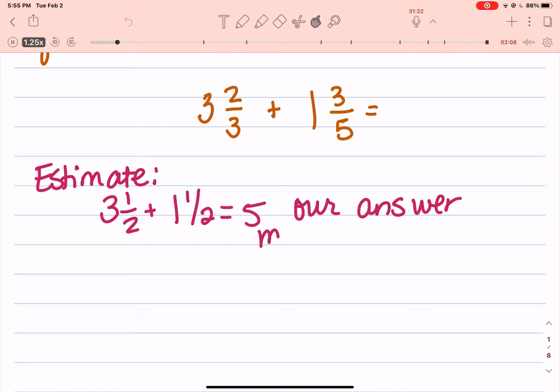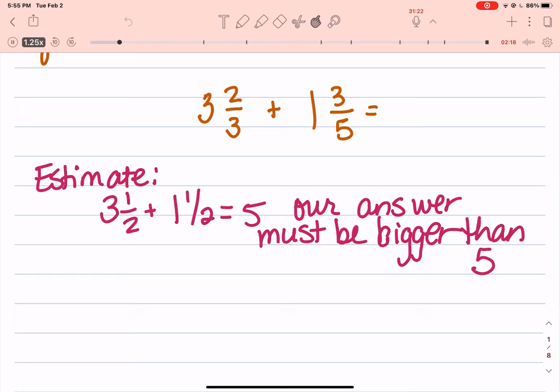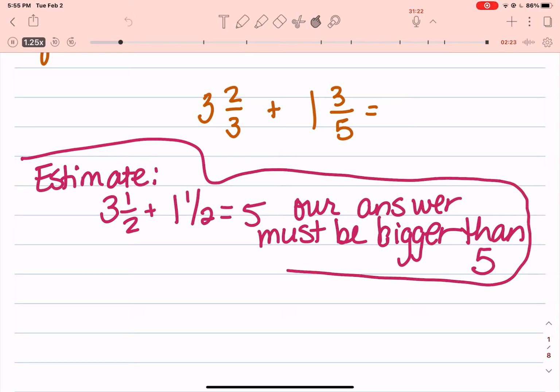because 3 2/3 is larger than 3 1/2, and 1 3/5 is larger than 1 1/2, and when you add them together, you get 5. So we know our answer has to be bigger than 5. Now we're going to rewrite the problem down here: 3 2/3, and I'm going to leave a little bit of a gap, and then 1 3/5, and I'm going to leave a little bit of a gap.